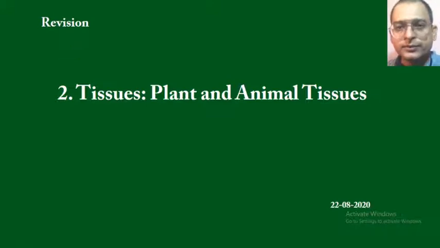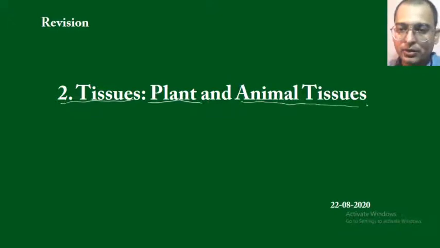Hello students. In our earlier lectures, we discussed the different types of plant tissues, particularly the supportive tissue and the epithelial or simple tissue. In today's class, we will be covering the conductive tissue or the complex tissue, as well as the animal tissues.